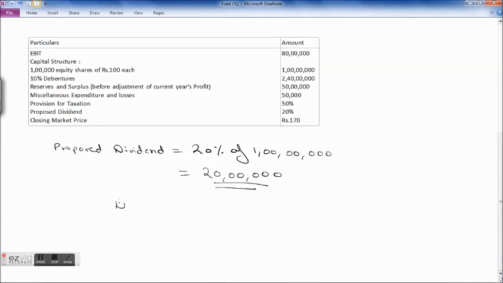Now we will calculate how much the dividend per share is. So 20 lakh divided by the number of shares outstanding. How many shares? You can see here 1 lakh equity shares. So divide by 1 lakh. So per share dividend is rupees 20. Okay, now we will calculate the yield.